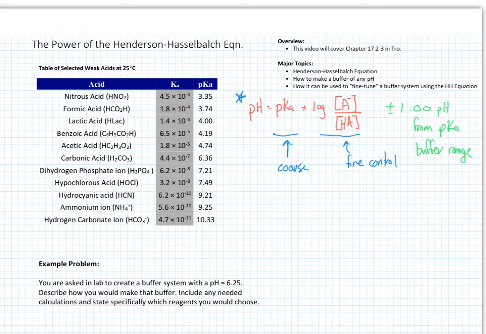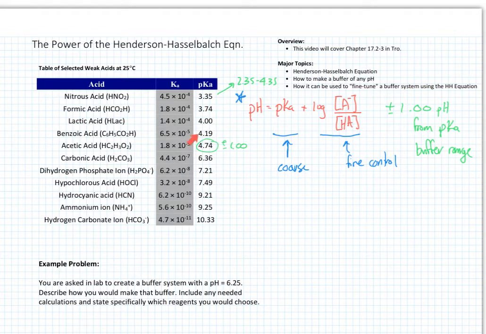So the buffer range is how far away you are from the pKa. You can make a buffer that's effective, in the nitrous acid case, from 2.35 up to 4.35. So using the value from the table, that gives you plus or minus 1 pH unit from which you can make a buffer. If we want to make a buffer at 4.3, we can pick either one of these as our buffer system. Depending on what we're trying to do with it, whether we're adding acid or adding base, that will impact which one we take. But the point is, I've got two possibilities I can choose from.